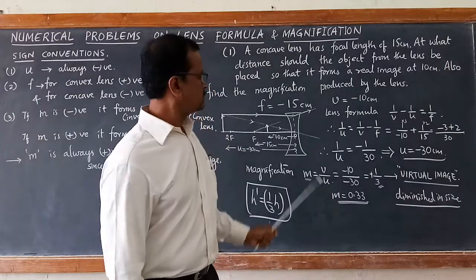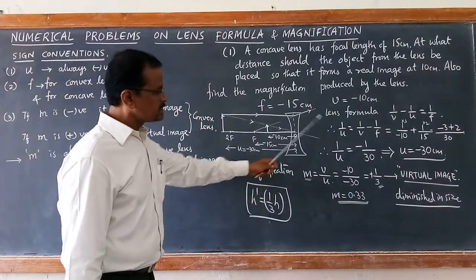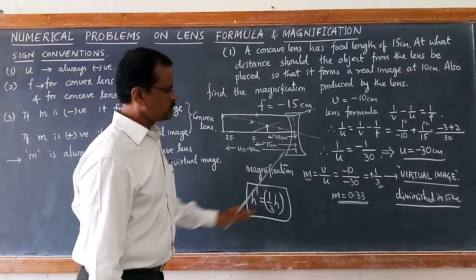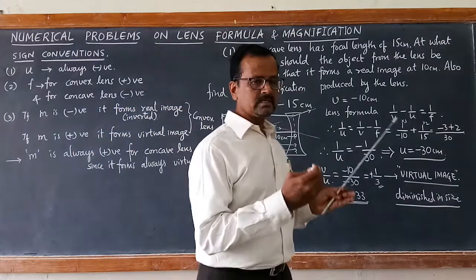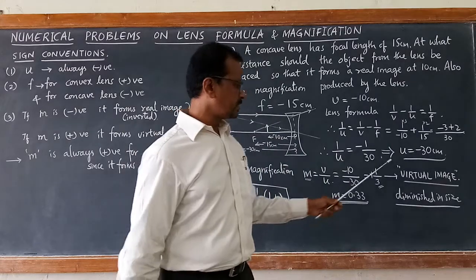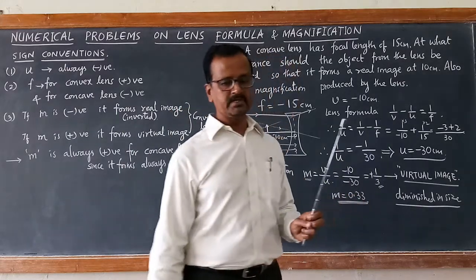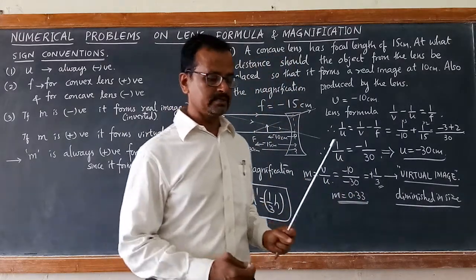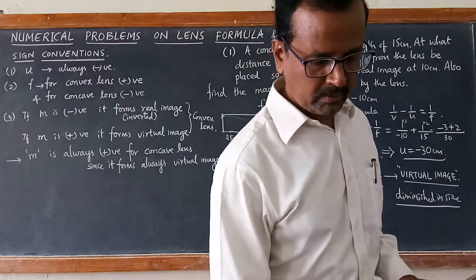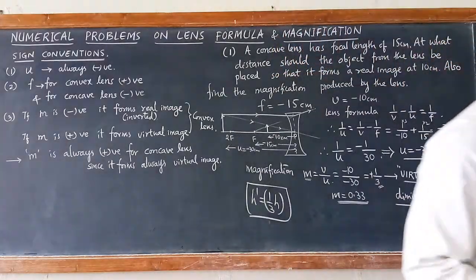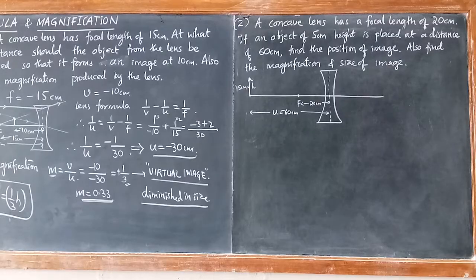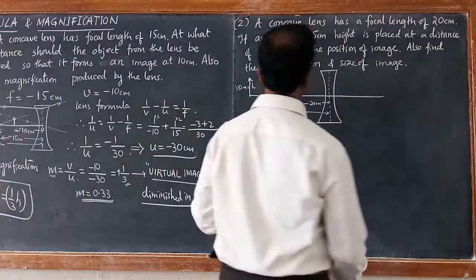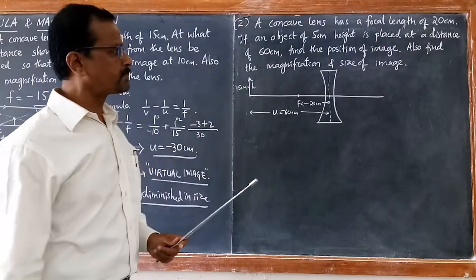So like this, we should use the lens formula and magnification, so that V by U gives us the result, whether it is a virtual image or diminished image or enlarged image. Okay. Now let us see one more problem. It is also just a similar problem.